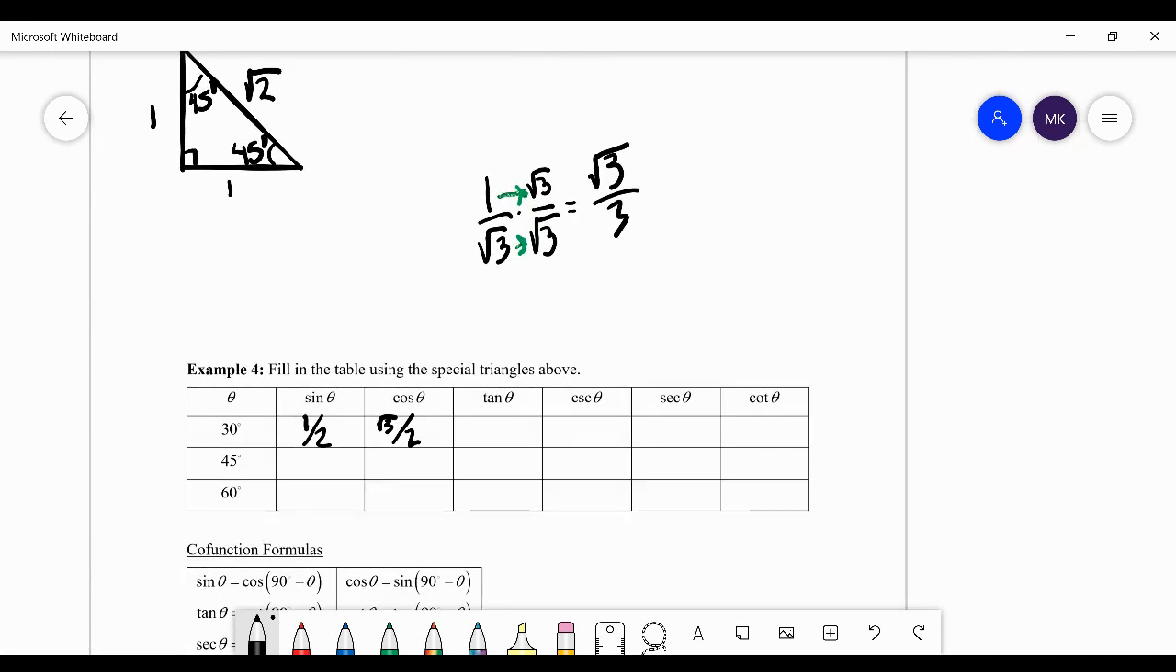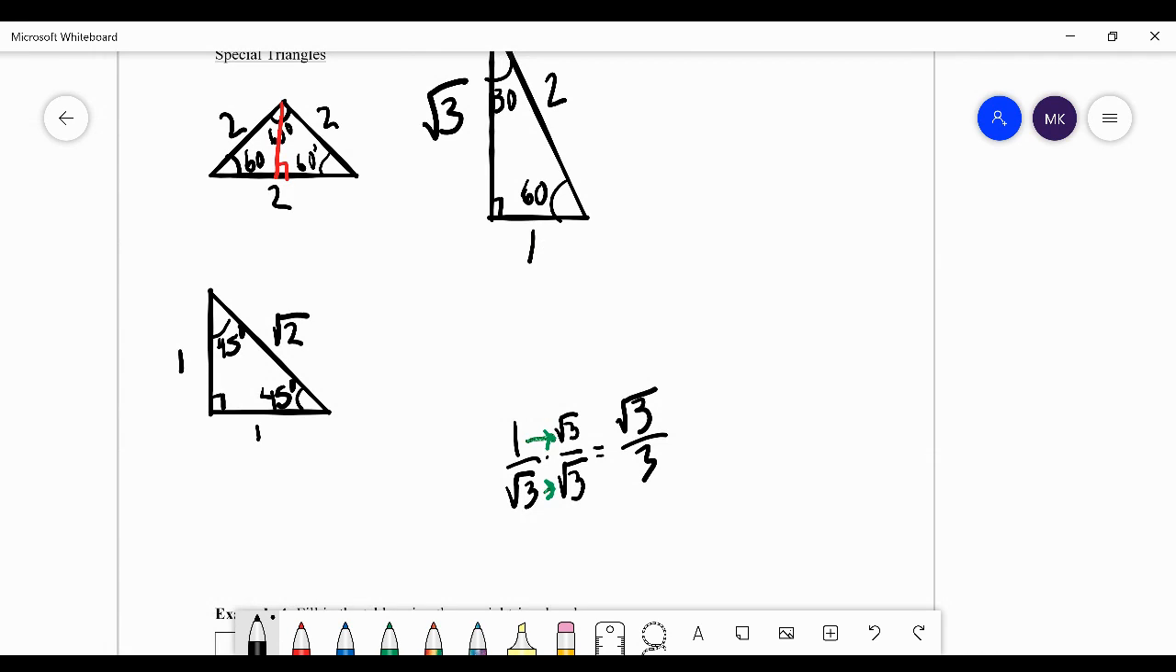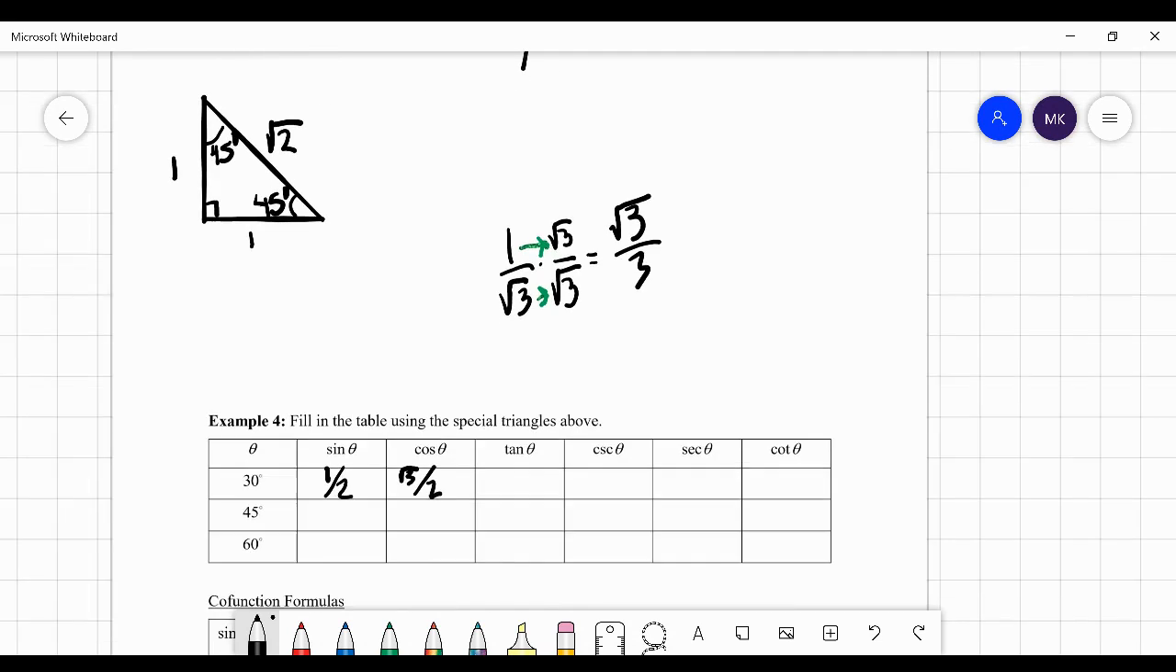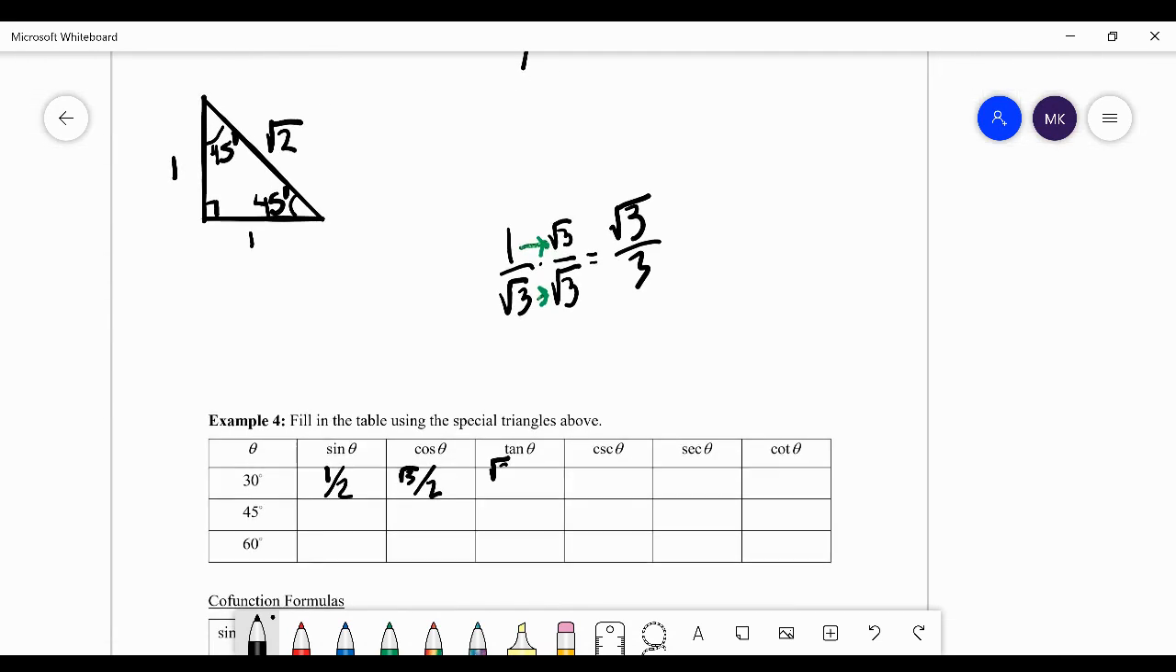So the tangent of theta, when theta is our 30-degree angle, is opposite over adjacent. So it's 1 over root 3, which rationalizes to root 3 over 3. Now, if you guys do put 1 over root 3, I'm perfectly okay with that. Mathematically speaking, they are equivalent terms. I'm happy with equivalent terms.